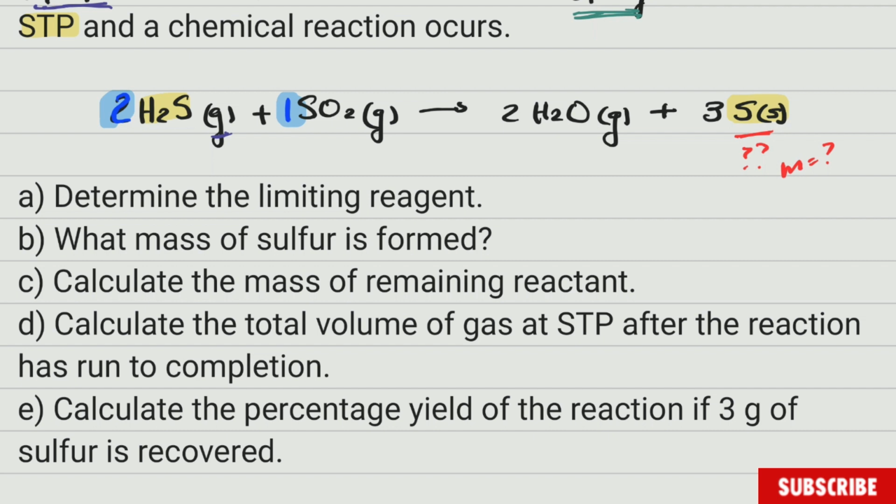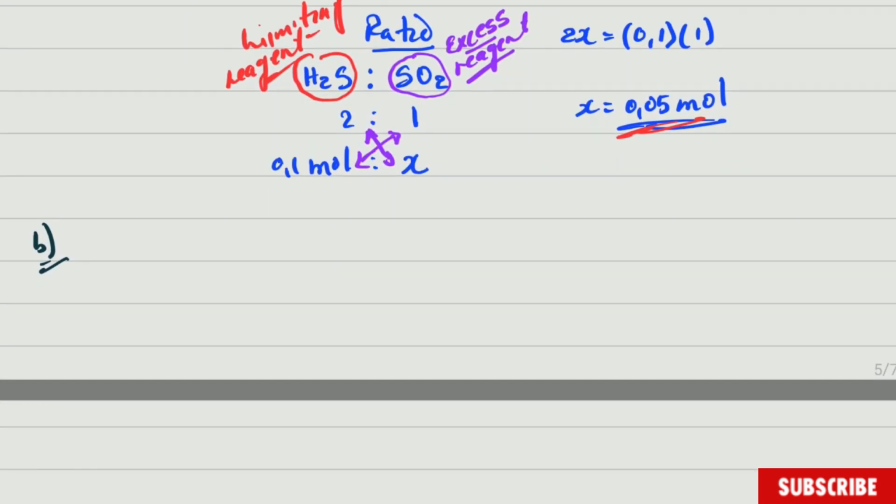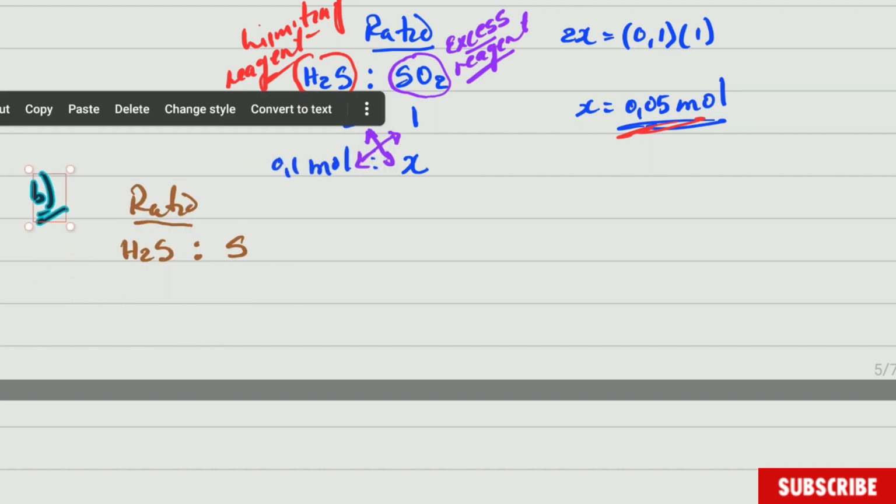So the first thing we have to do is to find the ratio between those two, because we already have the number of mole. So we're going to find the ratio of H2S to S. Let's move this one a little bit up because it's on the stream there, as well as this one here. I think there's enough space.